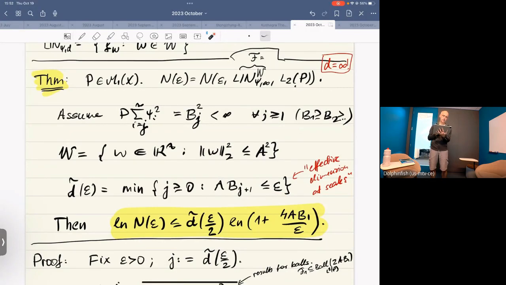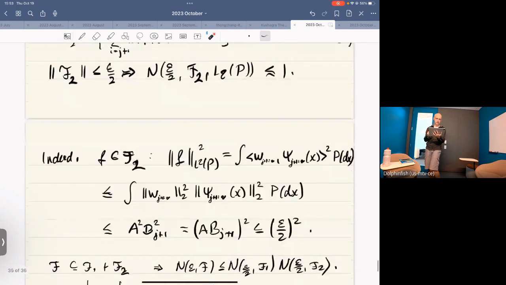And then you can show that the metric entropy at scale epsilon is the effective dimension at scale epsilon over 2. So it's ballpark the same, times the log factor. So it's like these classes, even though there are infinitely many parameters in them, behave like finite dimensional classes, where the scale is going to determine the dimensionality of the class.